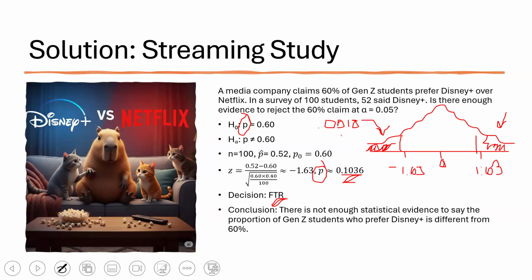Step 6, interpret the result. There is not enough statistical evidence to say that the proportion of Gen Z students who prefer Disney Plus is different from 60%. Even though your sample showed 52%, the difference isn't large enough to be statistically significant at the 5% level, meaning it could easily be due to random sampling variability.